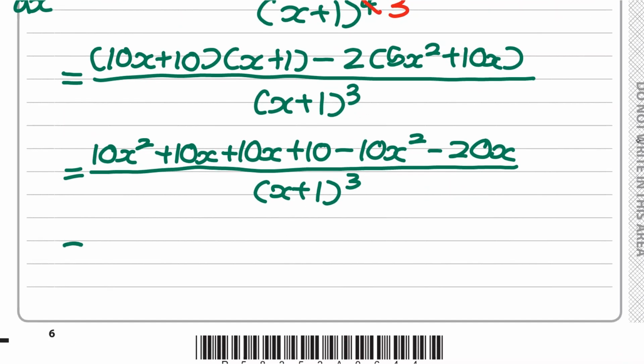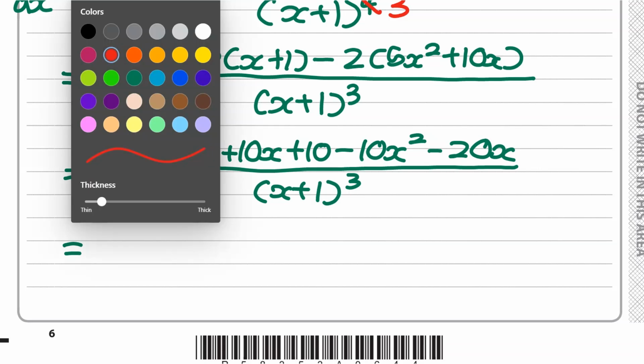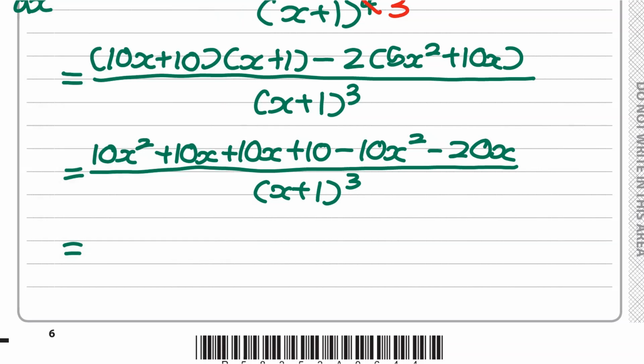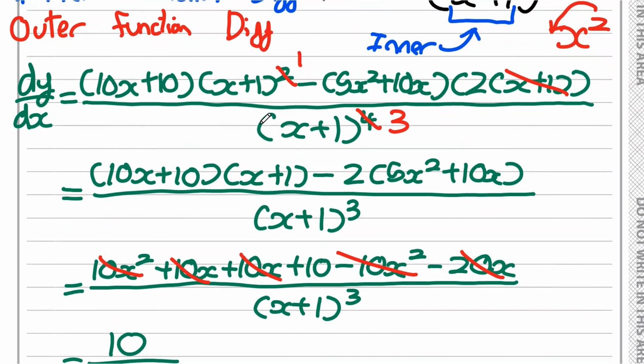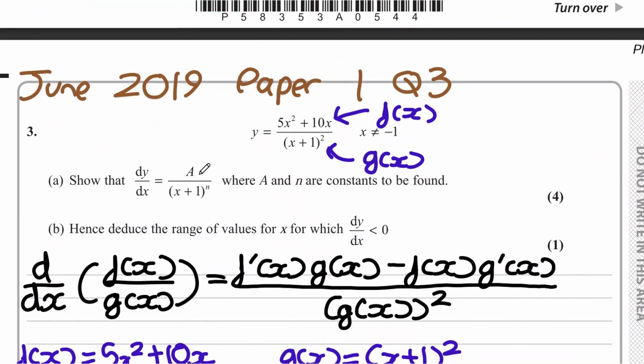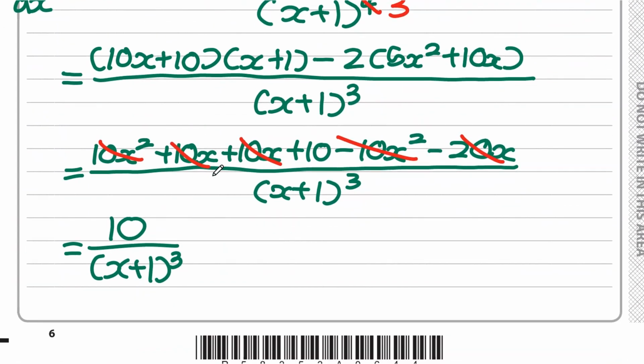And we can do some more simplifying here, because in the numerator, we have this 10x squared minus 10x squared, so this and this will cancel out, and here we have 10x plus 10x, which is 20x, and we have this minus 20x here, so this will cancel out as well. So we're going to be left with 10 over x plus 1 to the power of 3, and this is in the format that they're asking for here, where a is 10 and n is 3. So this here is the final answer.